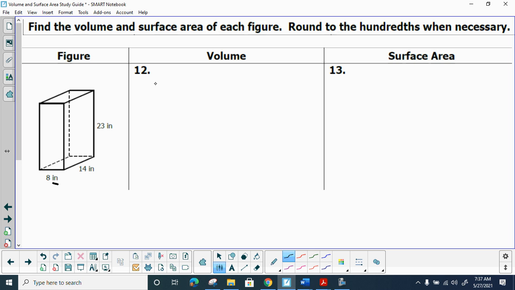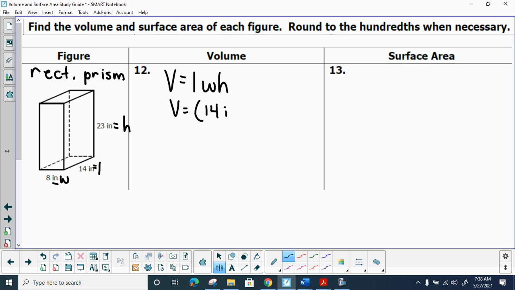Okay, so our volume is length times width times height. So 8 could be the width, 14 could be the length. So that's the base of this rectangular prism. And the height of our rectangular prism is 23. So we just need to multiply all of those. 14 inches times 8 inches times 23 inches.